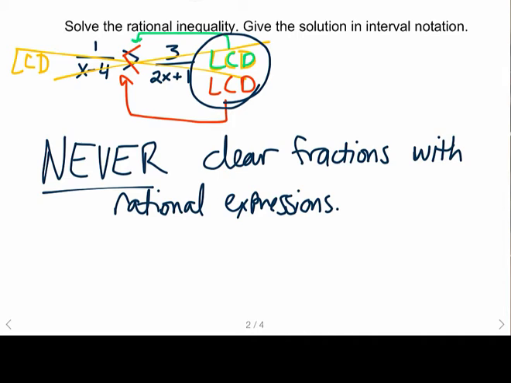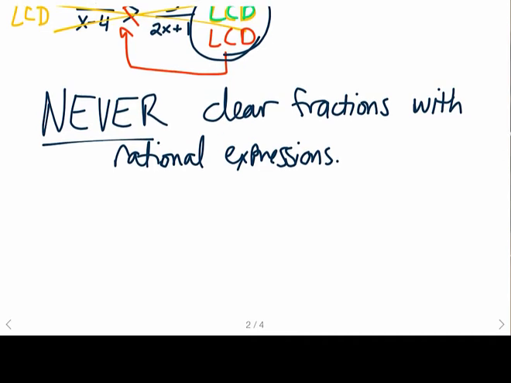If you know for some reason that that rational denominator will never, ever, ever be negative, then you can do it. But it's just safer never to do it. Well, now I've made a mess of this stuff, so let me rewrite the original inequality. 1 over x minus 4 is greater than 3 over 2x plus 1.